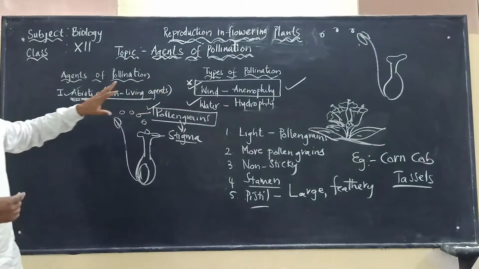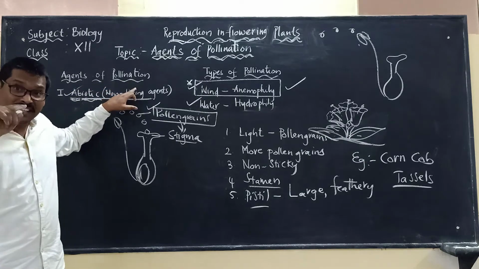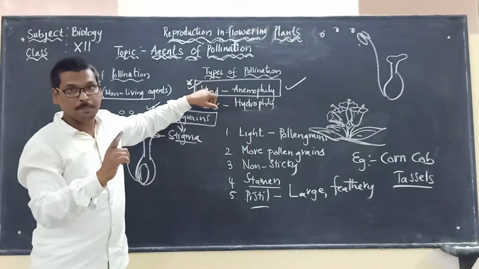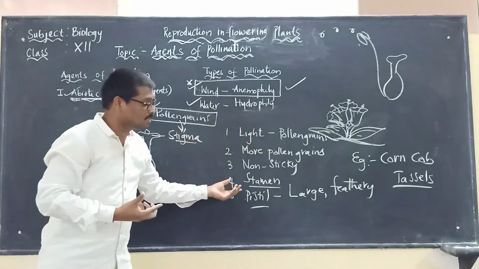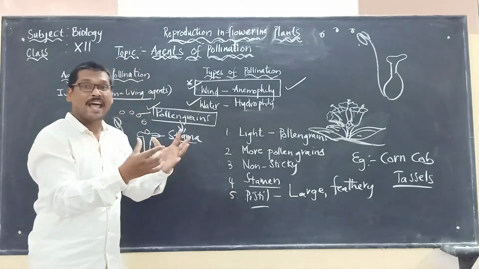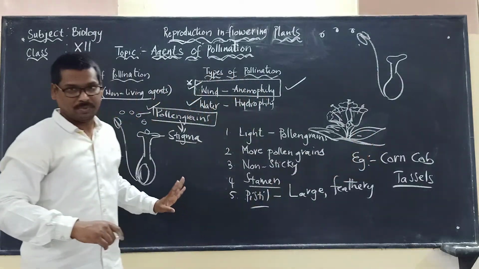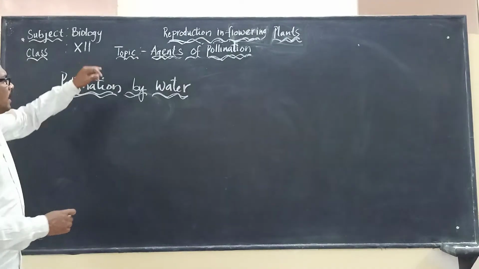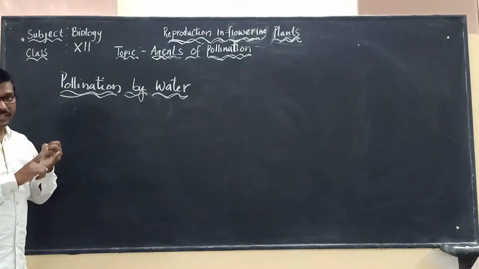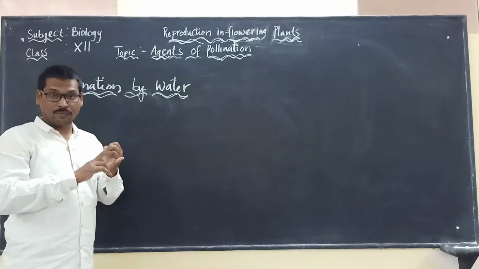So these are some points that we have to keep in mind when we talk about the abiotic agents of pollination. What is more common is wind pollination, in which the pollen grains and the pistil have various characteristics, and the best example we see is the corn cob. So pollination by wind is very popular; among the abiotic agents, wind pollination is the most common.